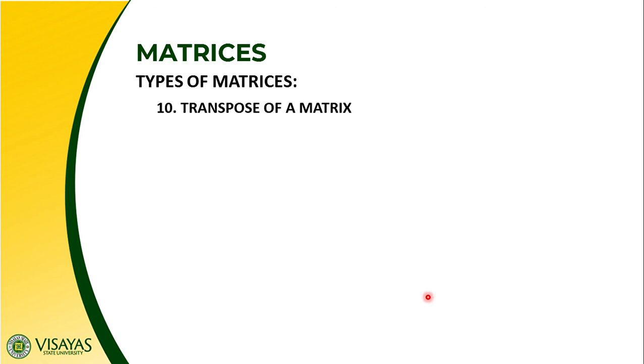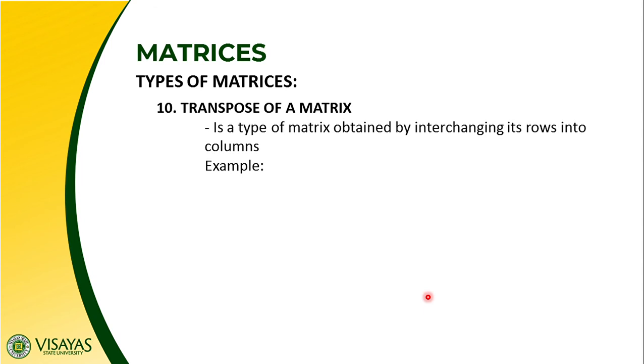Okay, next we have the transpose of a matrix. For a transpose of a matrix, the question here is how do we obtain it? Given a certain matrix, in order to obtain its transpose, we just interchange the rows into columns. So the rows on the given matrix will become the columns on the transpose of that particular matrix.